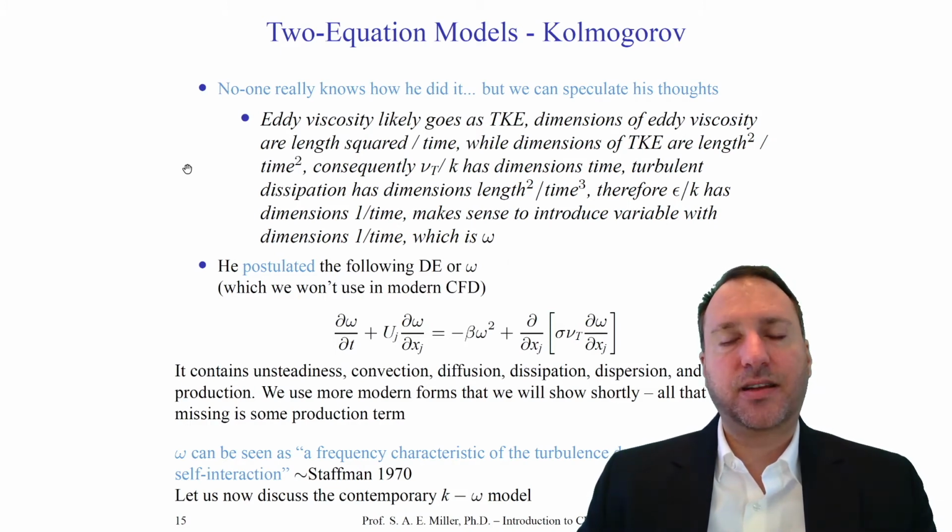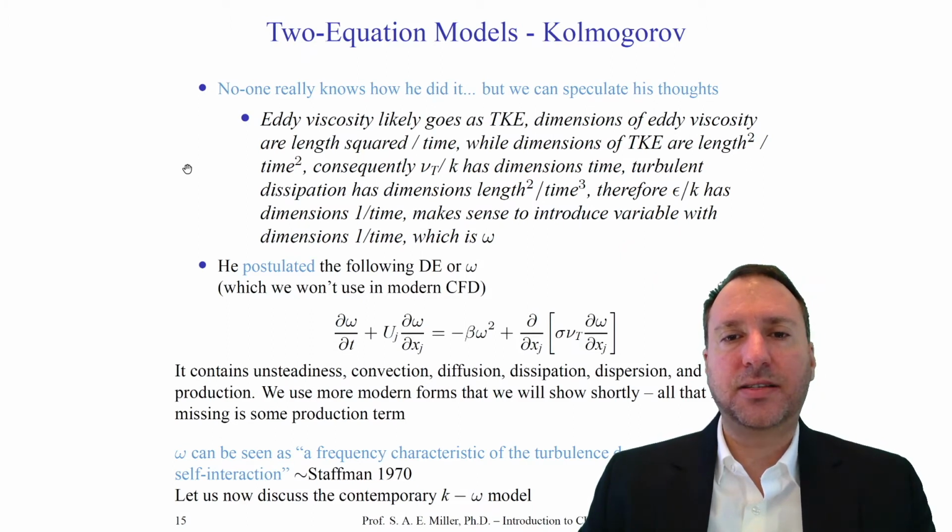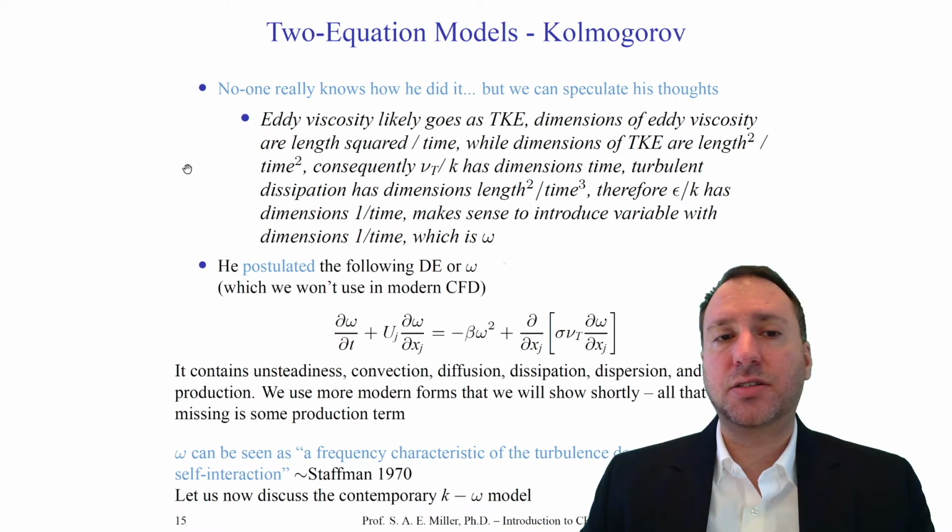This makes sense, therefore, to introduce a variable with the dimensions of 1 over time, which is omega. If we're interested in the form of epsilon over k, we should have a corresponding variable with the same dimensions of 1 over time, which would be the specific dissipation. We've also shown through this physical argument that omega will be related to epsilon. Of course, omega is just a per-unit-second time scale.